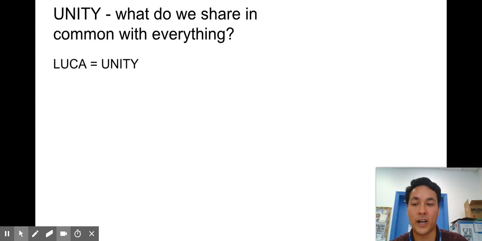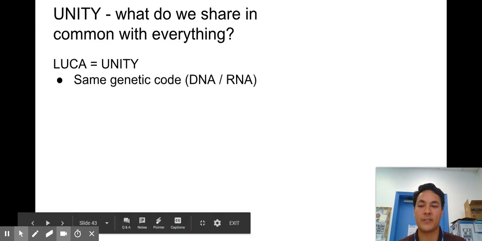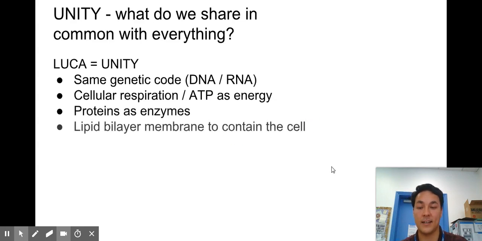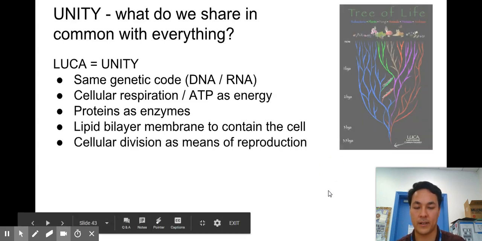Hopefully you remember the LUCA. And so LUCA, it's a town in Italy I've been to. That's beautiful. Probably the best meal I've ever eaten in my life. And it also stands for the last universal common ancestor. So the last universal common ancestor used DNA or RNA as their genetic code, engaged in cellular respiration and made ATP as energy. They used proteins as enzymes. They had a lipid bilayer membrane to contain the cell, and they used cellular division as a means of reproduction.